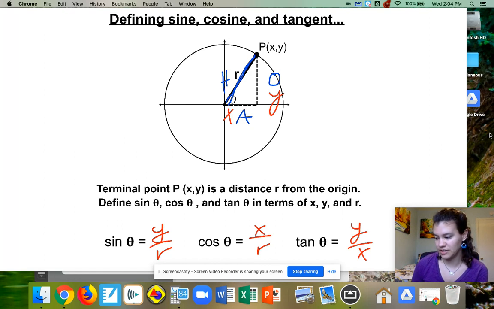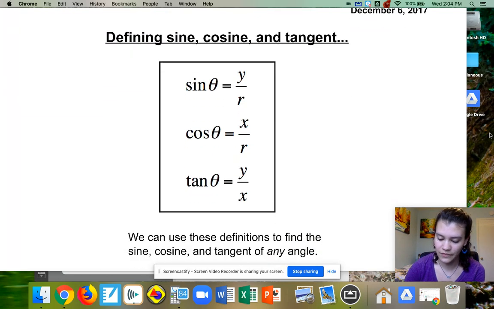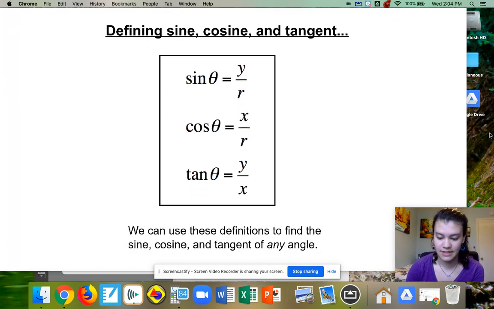So you then can just keep using these to figure out what your sine, cosine, and tangent are without having to draw a separate triangle. So sine is always going to be y over r, cosine is always x over r, tangent is always y over x. So here it is all in a nice, succinct square. So you can use this to write down if you want.